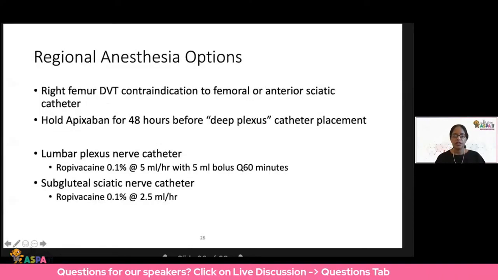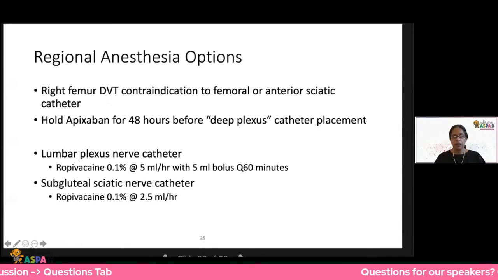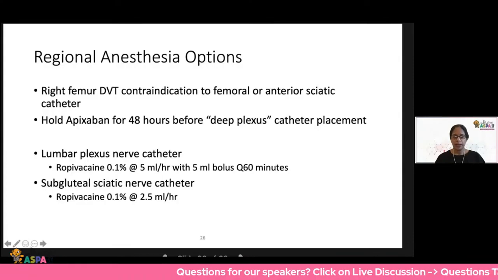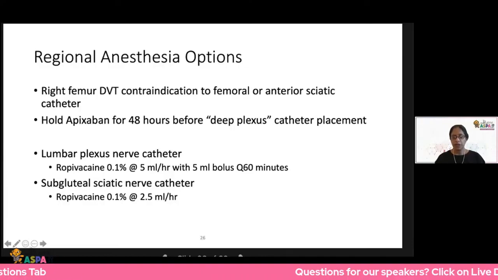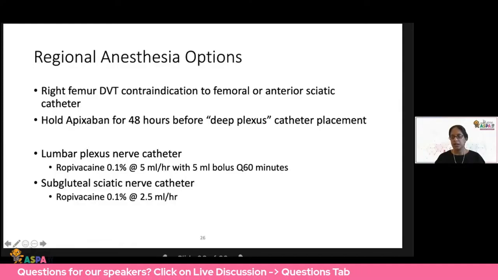The location of the DVT in the femur might prevent us from placing a femoral or anterior sciatic catheter. We would have to hold the apixaban for at least 48 hours before placing a deep plexus catheter. And our options might again include the lumbar plexus because it's posterior, and then a subgluteal sciatic because we'll get good coverage with both those catheters. And again, the subgluteal sciatic catheter is in a compressible space.